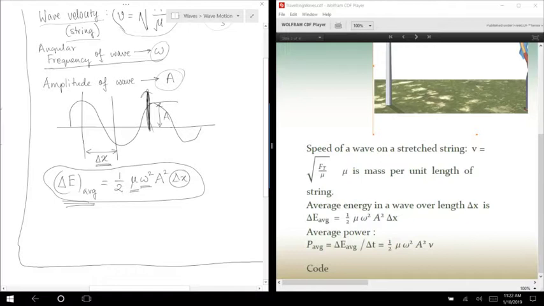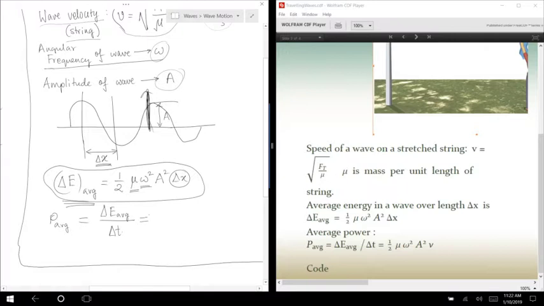And from the average energy, we can also talk about an average power. So we'll talk about P average, the power. Remember from our UP1 class, power is work per unit time. And work and energy is sort of the same thing. So power in this case is delta E average divided by delta t, where delta t is the time over which we're measuring this delta E average.